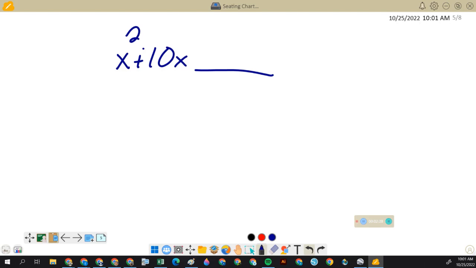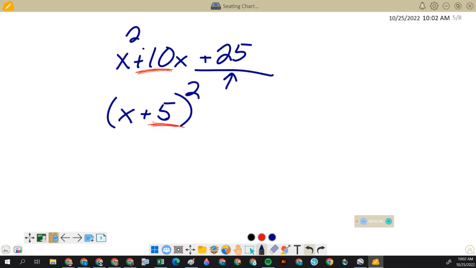Not 20, you're close. 25. How'd you get 25? So what would go in here? Well, the pattern says that this number is half as big as that number. So this would be a 5. Okay. And if this is a 5, what would go there? 25. What's the rule? You square it. So plus 25. Okay.